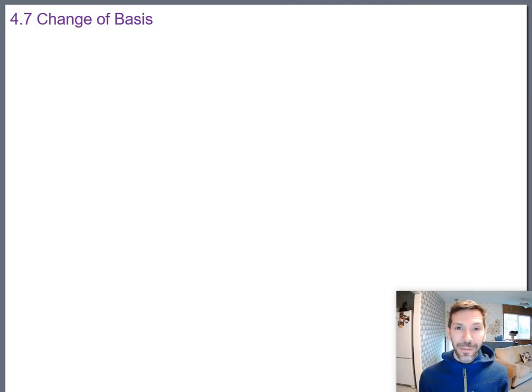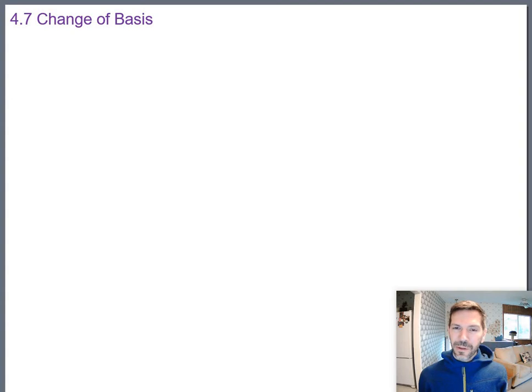So we know a lot now about a basis for a vector space and about coordinates in a particular basis. And we also know that a vector space can have more than one basis. So we are looking at 4.7 and changing from one basis to another basis.